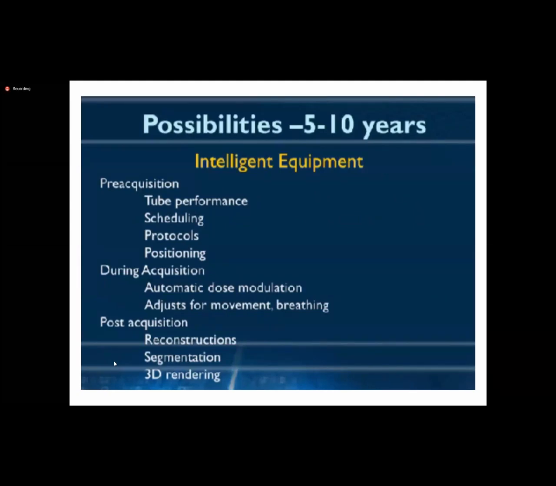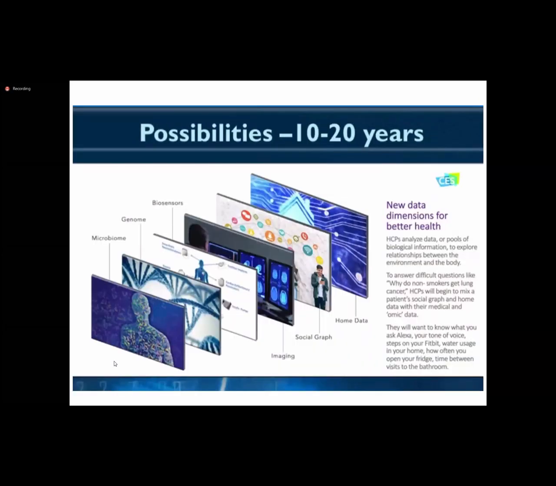Also, within 5 to 10 years, image-intelligent equipment will definitely come. We will have pre-acquisition of tube performance, shielding protocols, and positioning. During acquisition, we can do automatic dose modulation and adjust for movement or breathing. In post processing, the equipment itself can do reconstruction, segmentation, 3D rendering, vessel views, anything.